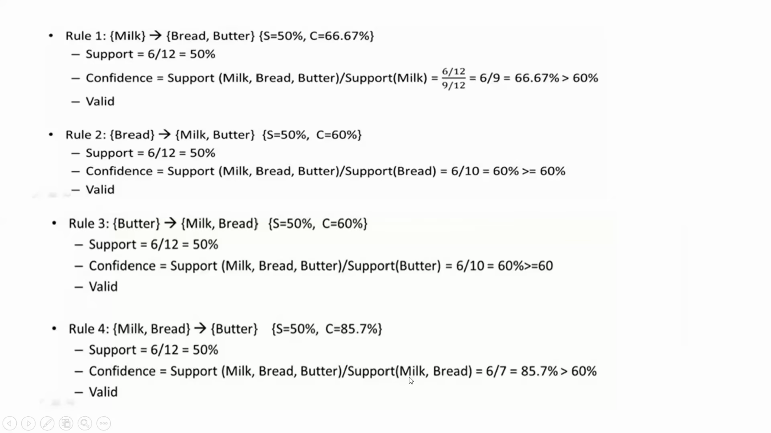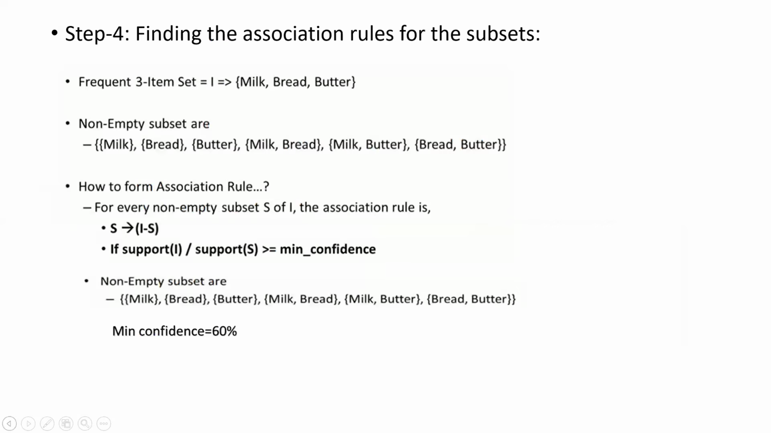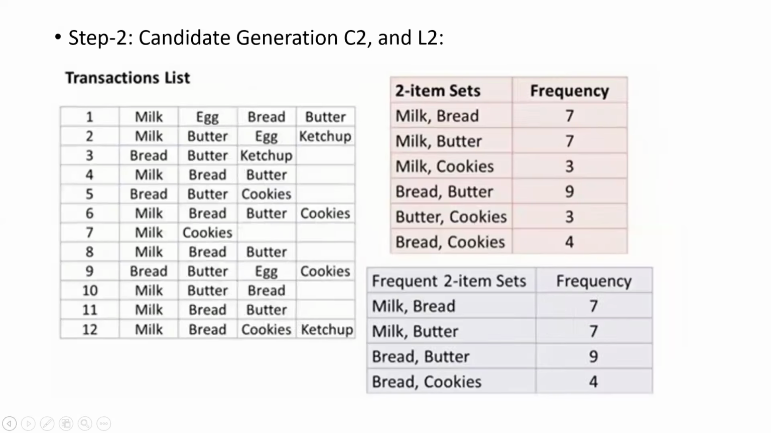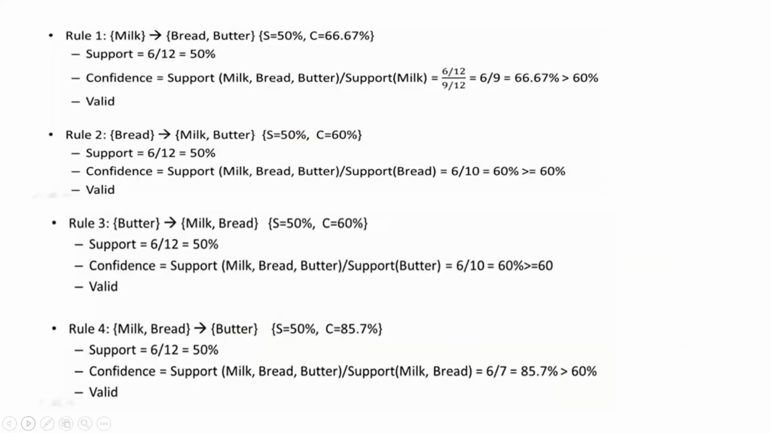Here you see milk and bread, a two combination. Two combination support, from where will you get it? You will get it from the second table. From here you will get the value of milk and butter, or milk and bread, from the second table. So milk and bread will be 7. So again it is 85.7, which is greater than 60%.